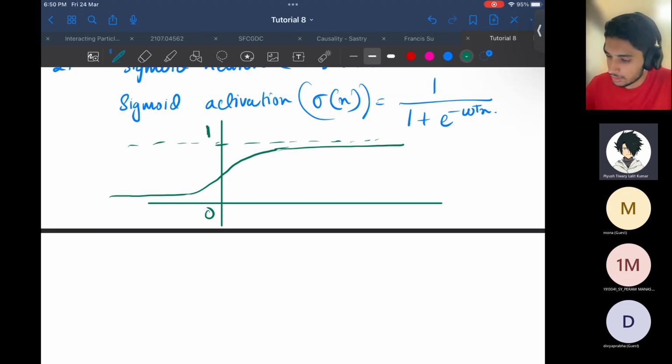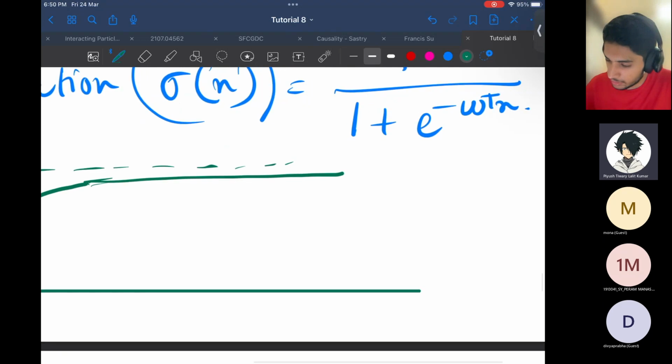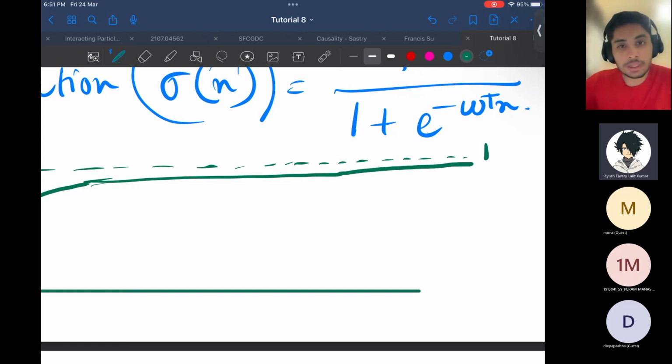Well, if you look closely at the positive part of this graph, this is your 1. This function asymptotically touches 1. What does it mean? It means that when x is equal to plus infinity, it will touch 1. Well, plus infinity is not really a number, so it doesn't make sense. That is why we say that this function touches 1 asymptotically, at infinity.